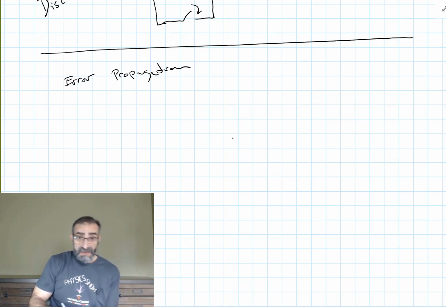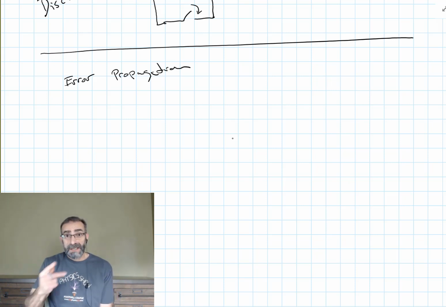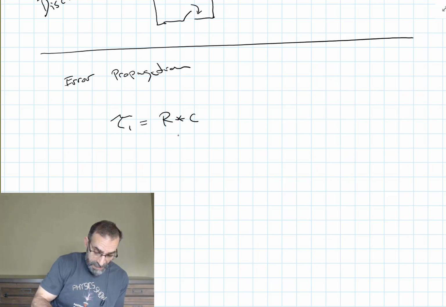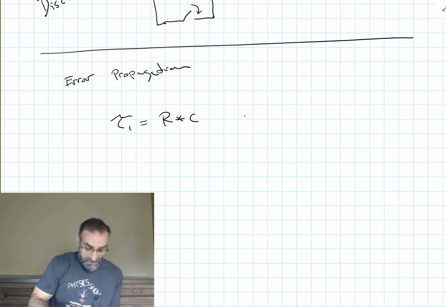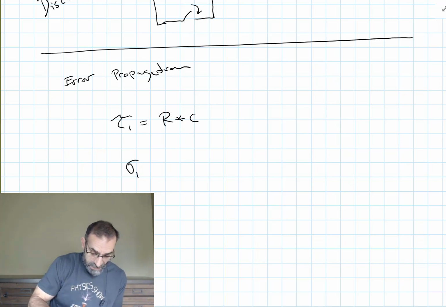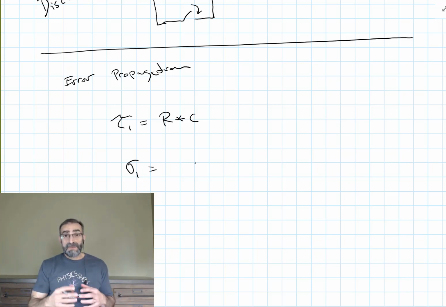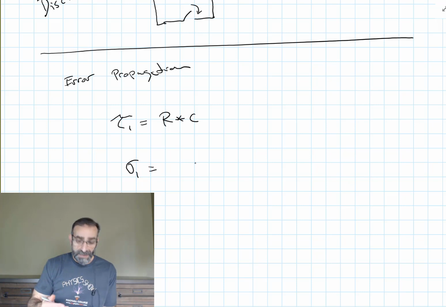When you're multiplying 2 things, what are you going to be multiplying? R and C, right? So tau 1 is just R times C. And how are you going to get the uncertainty in that? The uncertainty in tau 1. When you multiply things, they could have different units. In this case, they have different units, right? Resistance and capacitance, different units. You can't just add up numbers that have different units, right? So we convert them into percentage errors.